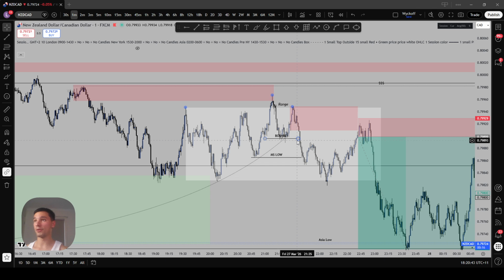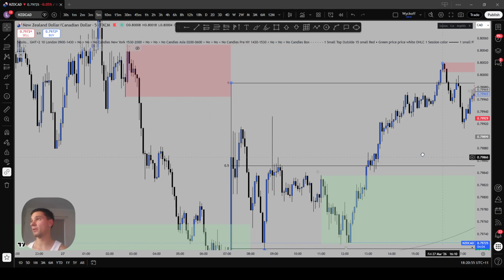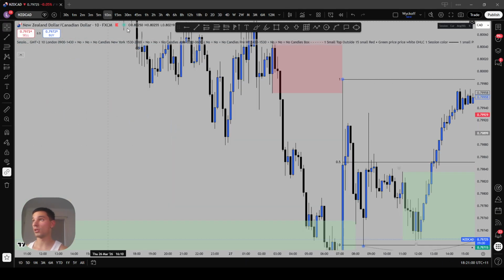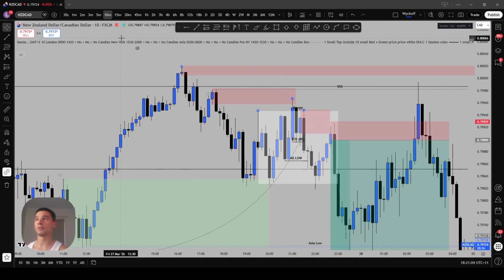This was my break of structure. This was my market structure low. I didn't enter on the break of structure, and I didn't enter on the market structure low, but this gave me the confidence I needed. The break of structure was obviously the 1 minute, and the market structure low, I think it was the 5 minute. Yeah, it was the 5 minute.